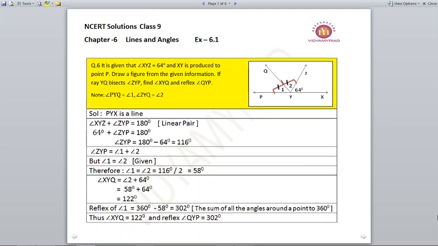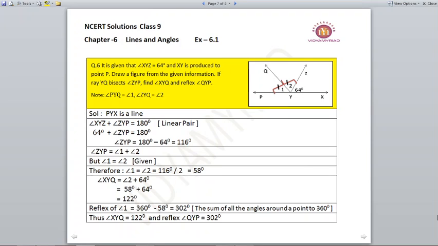Let us consider the line PYX. Now, if you take the angle 64 degrees, the other angle is PYZ. They form a linear pair. So, I can write it as 64 plus angle ZYP is equal to 180 degrees. So, ZYP, the total angle formed, is 116 degrees. Your ZYP is made up of two angles, angle 1 plus angle 2, and both are equal as per the question. So, what will be angle 1 and what will be angle 2? Just divide the total angle by 2, you will get 58 degrees. Your angle 1 is also 58 and your angle 2 is also 58.